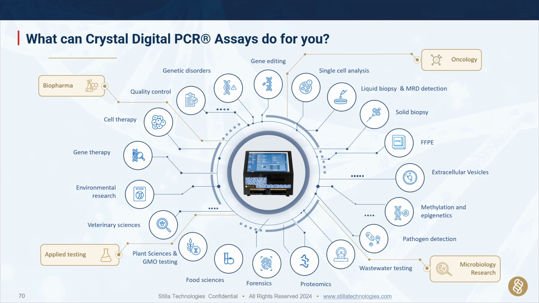What are the typical applications that you can use digital PCR for? We discussed these in earlier slides, but typically you're looking at cell-free or oncology-related applications. We're looking at microbiology-related applications such as wastewater testing or pathogen detection. There's also plant testing and screening, and specific GMO testing and food sciences, not to mention forensics as well. And then, of course, the biopharma market with gene and cell therapy and genetic disorders as well.